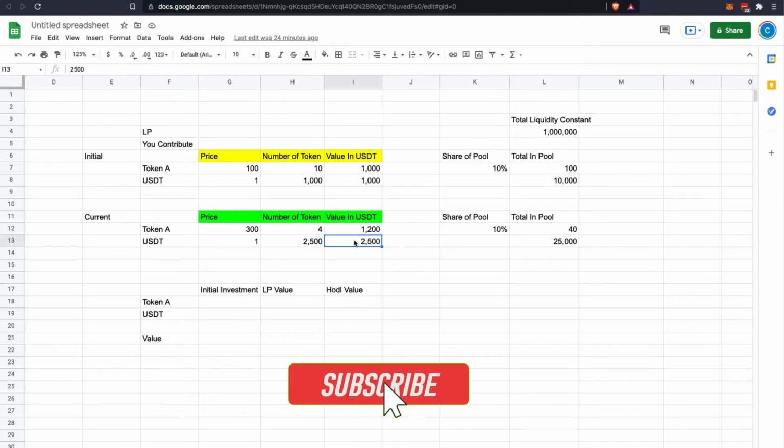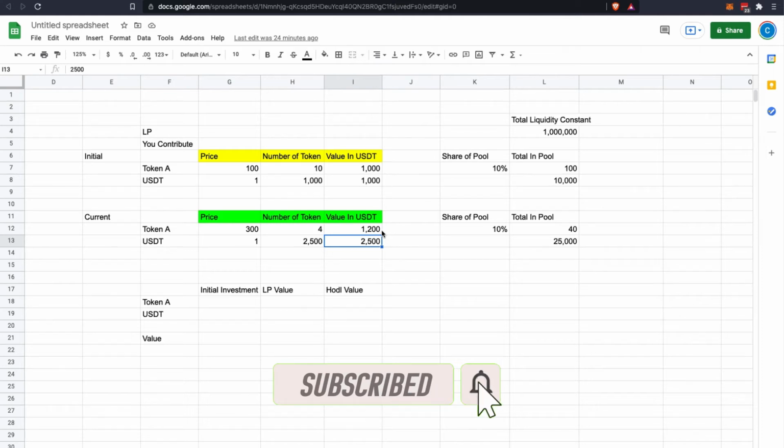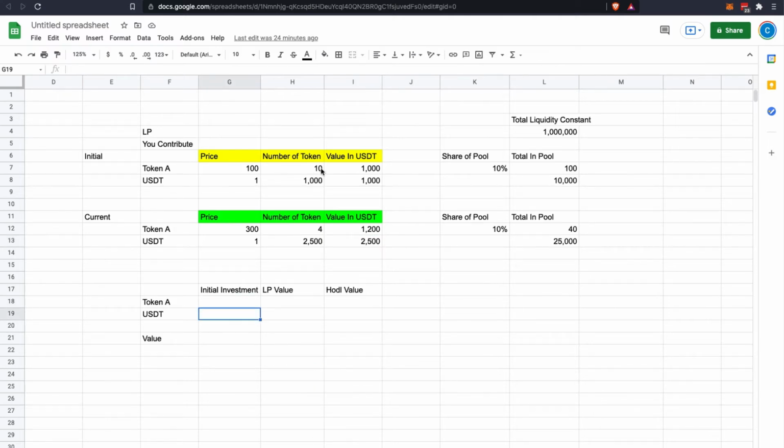And this is its respective value in USDT. Let's come to the calculation of impermanent loss. Let us take the initial investment that you have put in, which for token A and USDT is $1,000 each. And let us take the current LP token value for each token. This is the part where it is still in its LP token state, which means that you haven't unstaked or broken apart these LP tokens into their respective tokens.